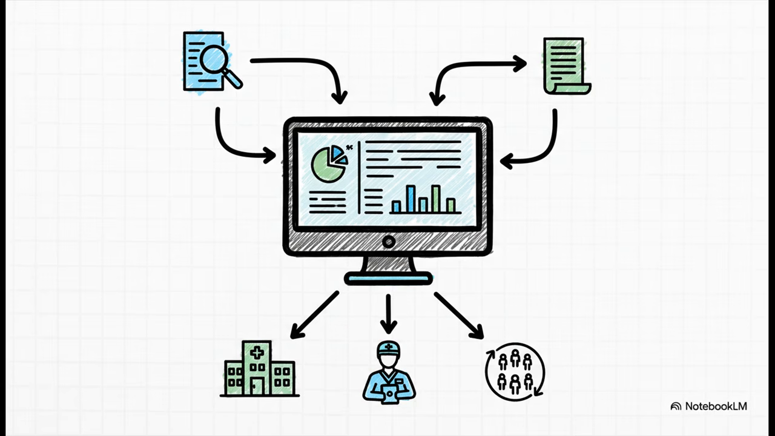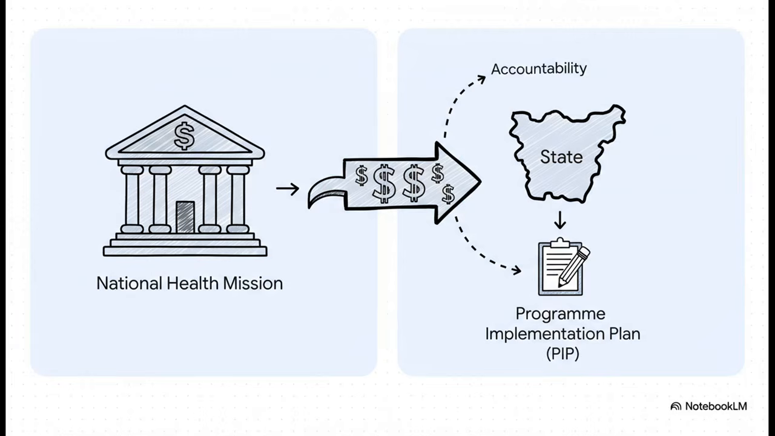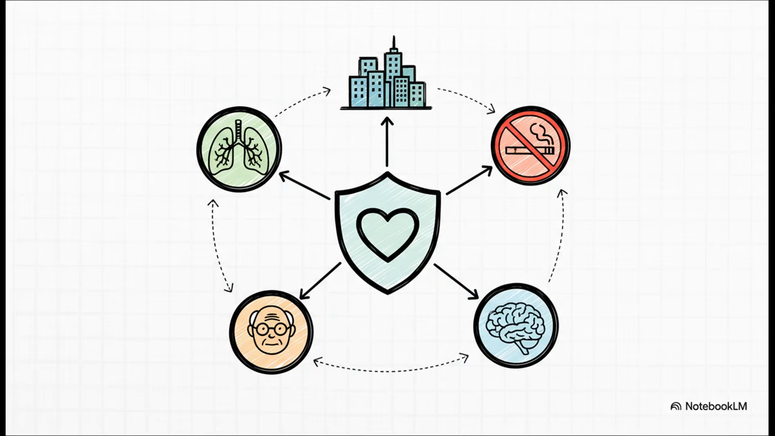It's how data gets collected in real time, analyzed, and used to provide feedback to make sure everything stays on track. So how does the money work? Well, it's a classic partnership under the National Health Mission. The central government provides the funds, but it's the states that are really in the driver's seat. They create their own specific plan, called a PIP, and they're the ones responsible for using the money effectively and reporting back.